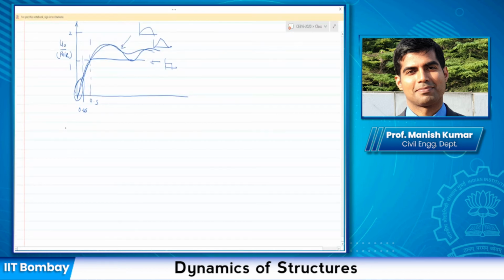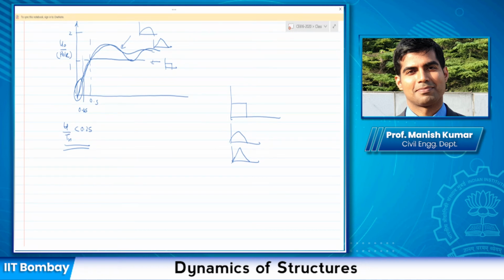So when td by Tn is smaller than 0.25, then my approximation that I can represent all these pulses as impulses would be very accurate. When this condition is satisfied, that the duration of load is less than 1/4 of the natural period, and this is basically based on observation. There is no methodological way to derive this.